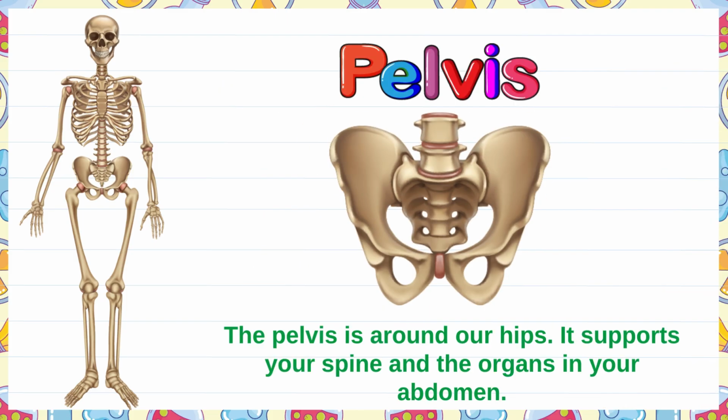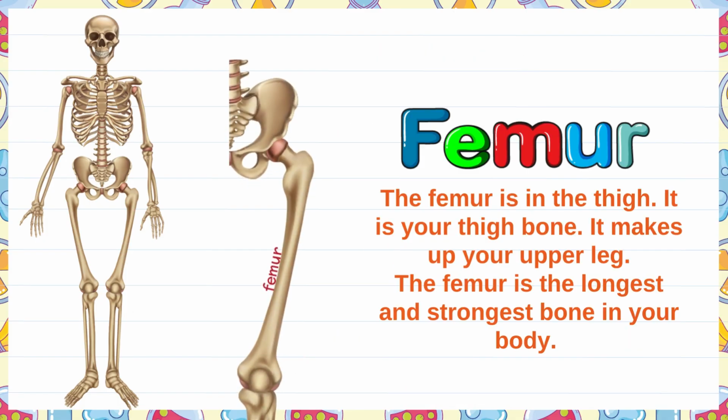The pelvis is around our hips. It supports your spine and the organs in your abdomen. The femur is in the thigh. It is your thigh bone. It makes up your upper leg. The femur is the longest and strongest bone in your body.